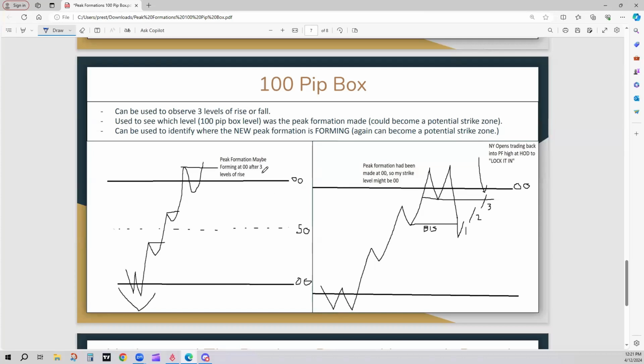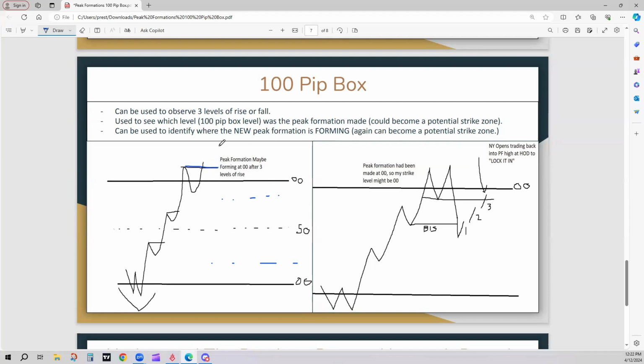Now, these peak formations can be made, I've put them at double zeros, but they can be made at 50, they could be made at 75, could be made at 25. It really doesn't matter. I really like to see double zeros and 50 peak formations, though. That gives me a bit more confidence in what I'm doing, and they seem to work out a bit better. However, regardless of all that, peak formation low, I'm looking for a sell high opportunity. I've noticed, hey, I've got 3 levels of rise, and they've started to put in a peak formation high. Well, I pull up the 100 pip box, and I see, man, I'm at double zeros, 3 levels of rise, and they've started to put in a peak formation high.